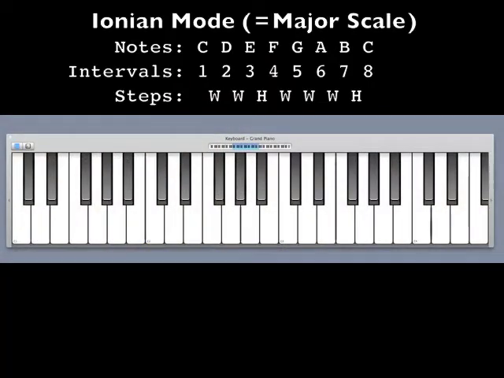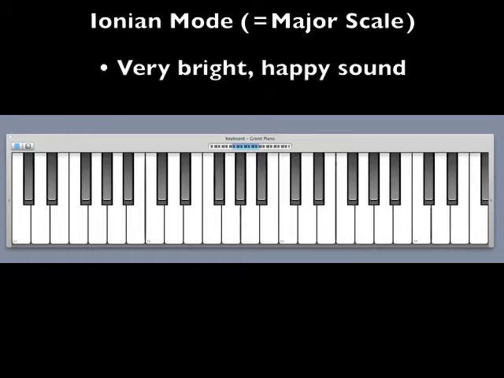Major scale or Ionian mode in the key of C. Again, all the white notes. C, D, E, F, G, A, B, C. Or in music theory, 1, 2, 3, 4, 5, 6, 7, 8. Hard to imagine a brighter, happier sounding scale. This time we're also going to look at some of the chords associated with the modes.